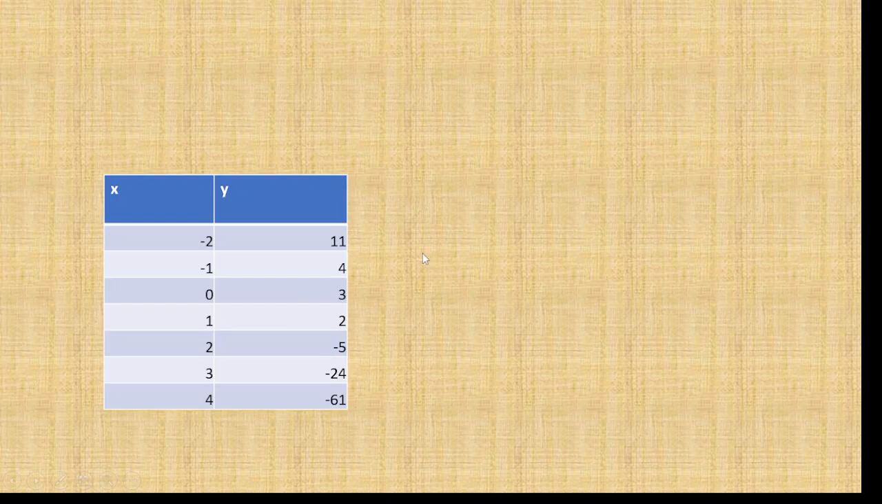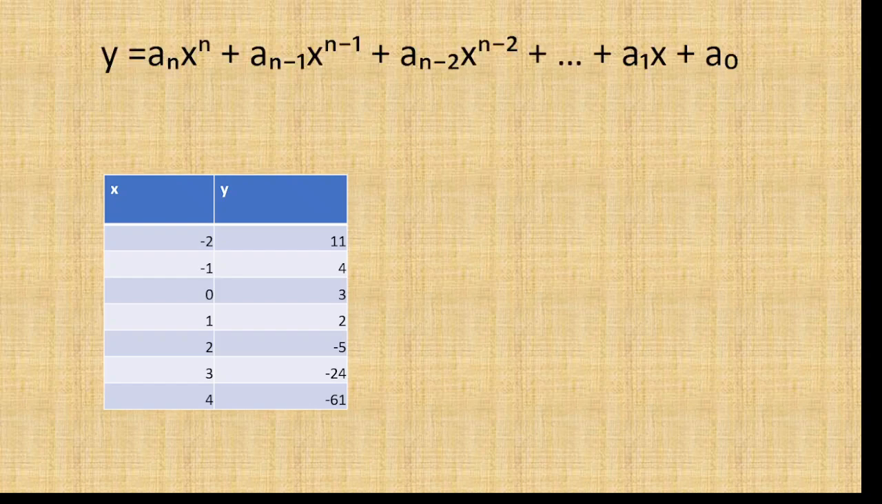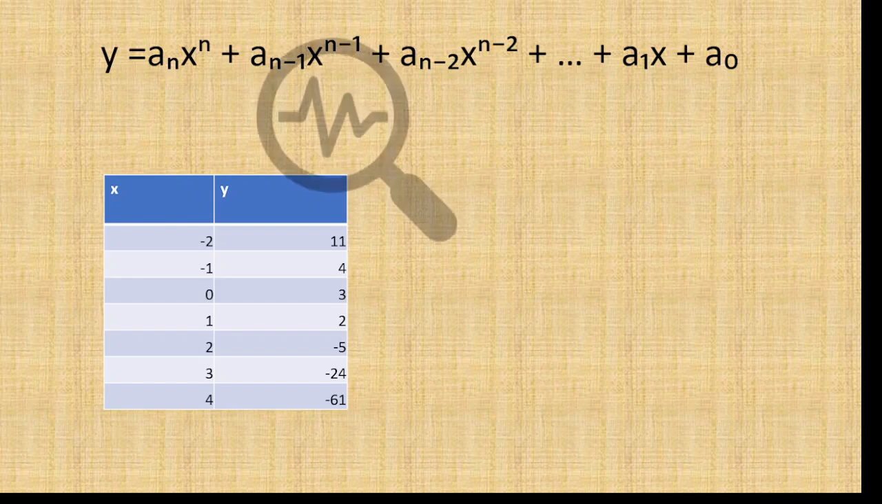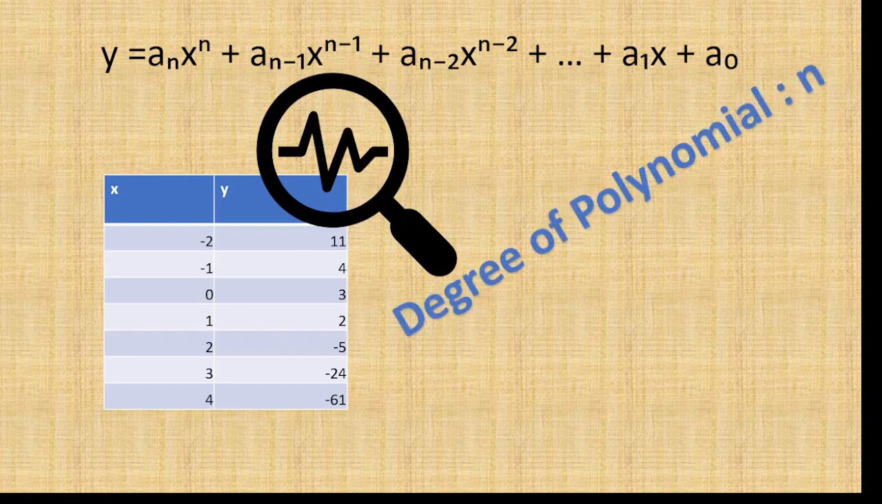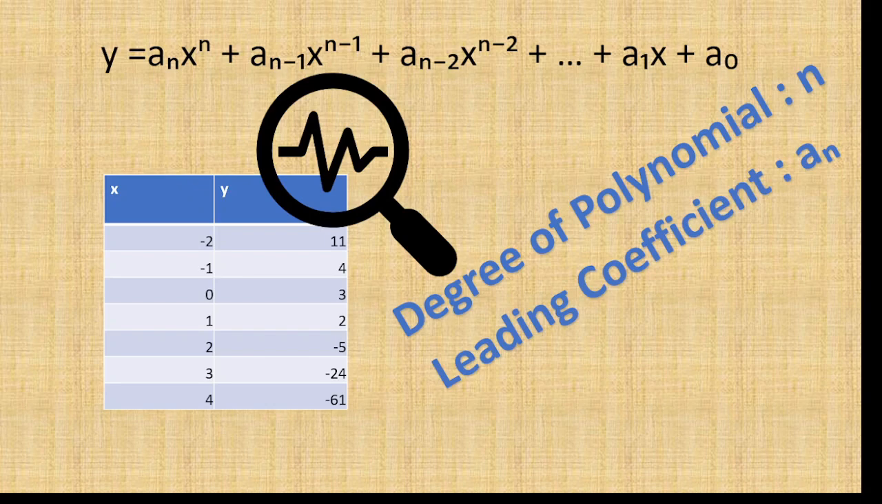If I give you a set of values of x and y in tabulated form, and I tell you, hey, these belong to a polynomial. Now I have not given you an equation for the polynomial. By just examining these values, would you be able to find out the degree of the polynomial and also the leading coefficient? This is a question that we'll try to answer in this lesson using a concept known as finite differences. So let's get started.